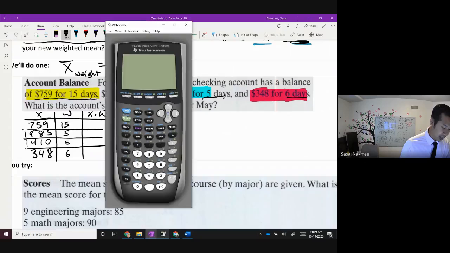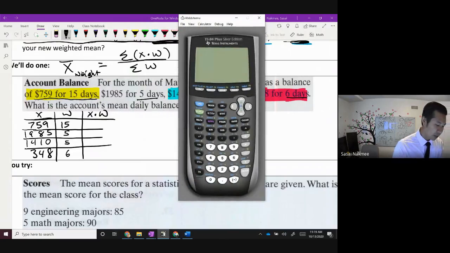So I'm going to go ahead and do that on my calculator real quick here, guys. Just like the previous one, I'm going to multiply the x number with the weight number. So it's going to be 759 times 15. So that's going to come out to be 11,385.